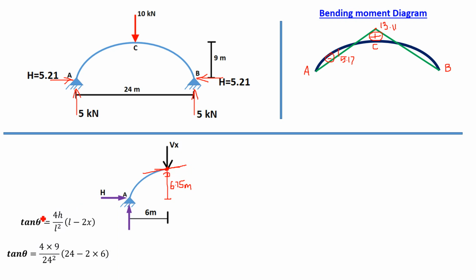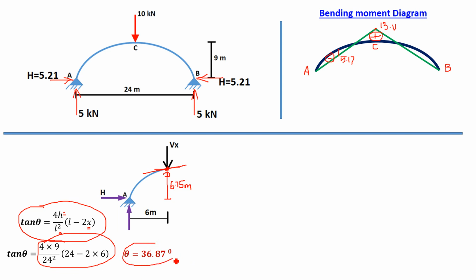There is again a standard formula to calculate it: tan theta equal to 4h upon L square, in bracket L minus 2x, where h is equal to 9 meter, L equal to 24 meter, x equal to 6. If you put all these values here and find the theta, your answer is coming 36.87. This theta is the slope at point D. Now using this theta you can find out the normal thrust 6 meter from the left support.